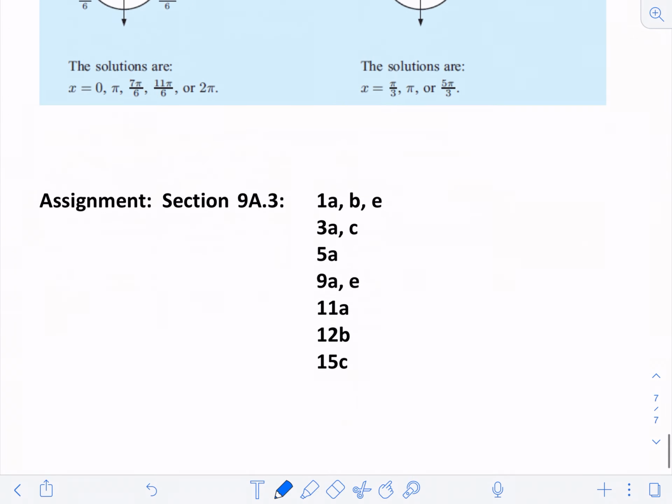So that's it. I picked out just a few problems, 11 problems here on this section. And this is the second assignment for your section 9A.